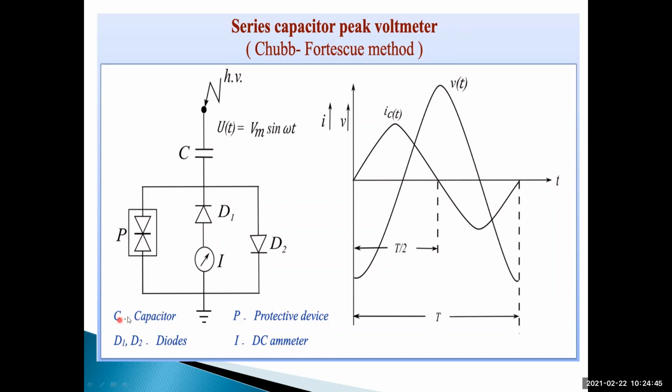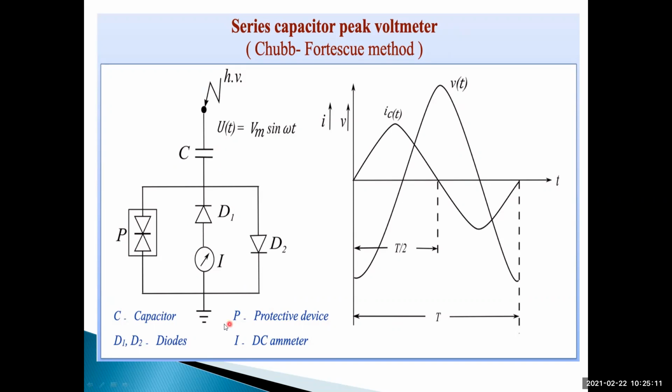C is the capacitor and P is the protective device. If any flashover occurs in this capacitor, there may be a dead short circuit across the entire device. In that case, this protective device protects the entire system.